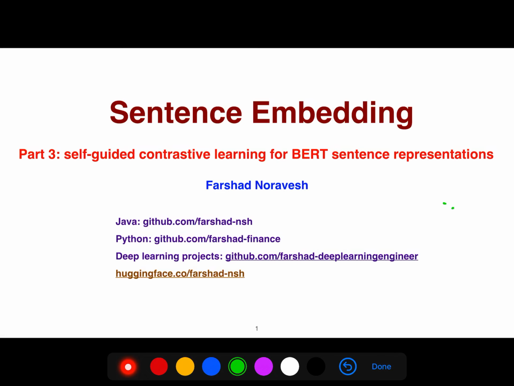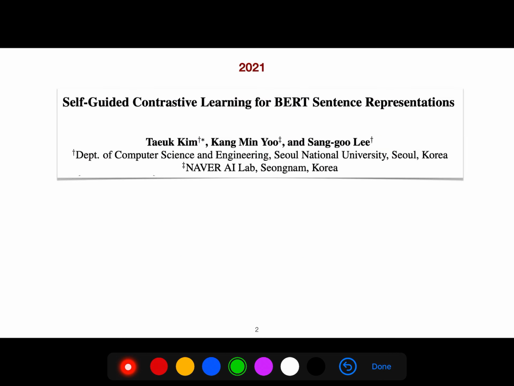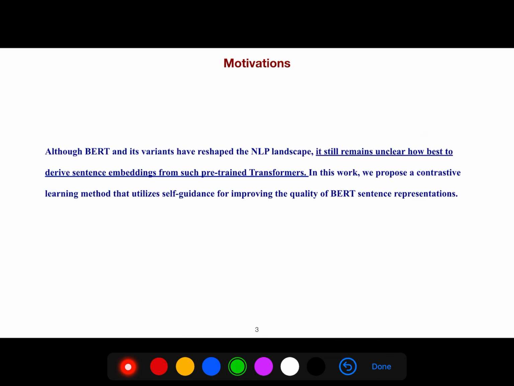Now I'm going to be explaining another important article, which is called Self-Guided Contrastive Learning for BERT Sentence Representations. This paper is from 2021, and the motivation is that although BERT and its variants have reshaped the NLP landscape, it still remains unclear how best to derive sentence embeddings from such pre-trained transformers. In this work, we propose a contrastive learning method that utilizes self-guidance for improving the quality of BERT sentence representations.